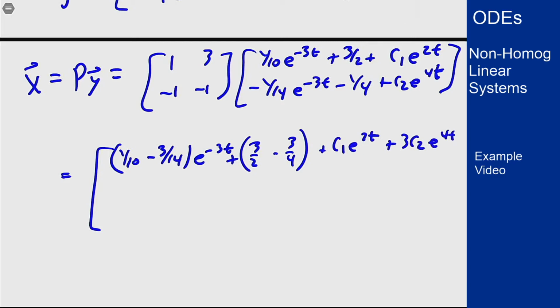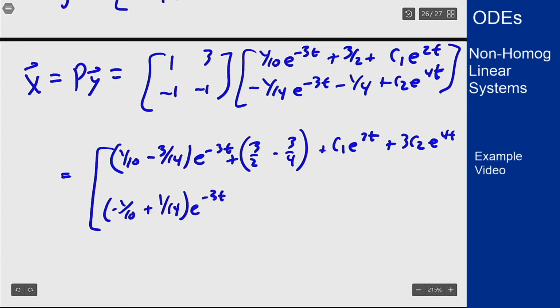For the second, I get minus the first and then minus the second. So I get a negative 1/10 plus a 1 over 14 e to the minus 3t. A minus 3/2 plus 1/4, minus c1 e to the 2t minus c2 e to the 4t.